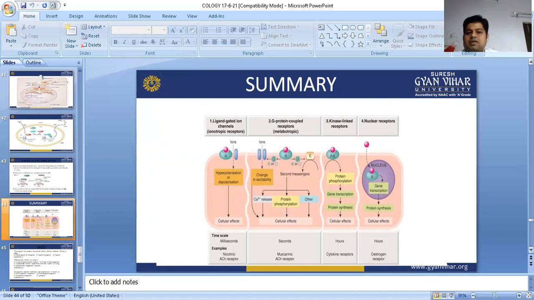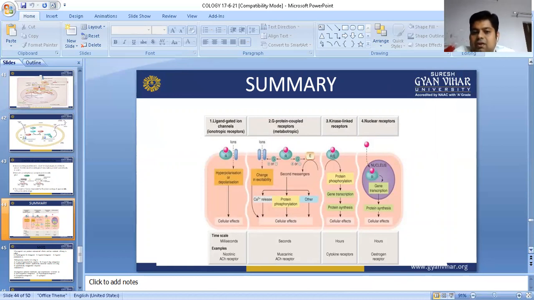Examples are nicotinic receptors, glycine receptors, and NMDA receptors. And the next one is GPCR. In GPCR, the receptor is going to activate a secondary messenger. They may release calcium, protein phosphorylation, and some other processes which cause cellular effect. What are their examples? Muscarinic receptors, 5-HT1 receptors, opioid receptors. They are the examples of GPCR.